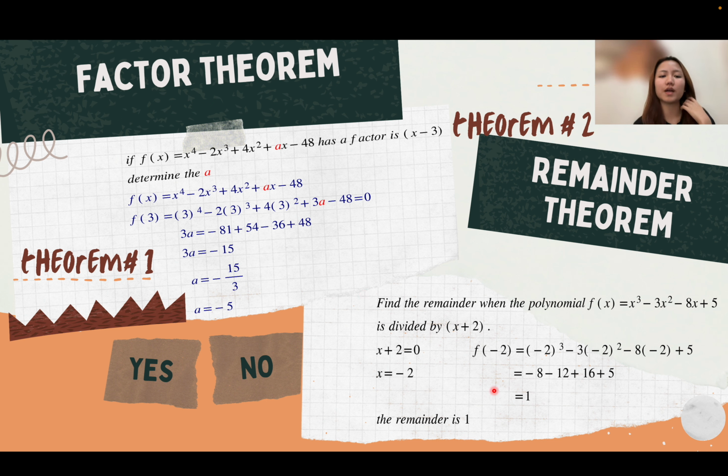Remainder means you need to find out what the remainder is. It means they give you a division by x plus 2. It means you also need to find out x is equal to what number. You put the number you found inside, and you can find out the remainder.